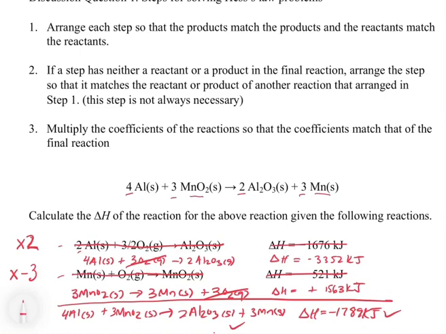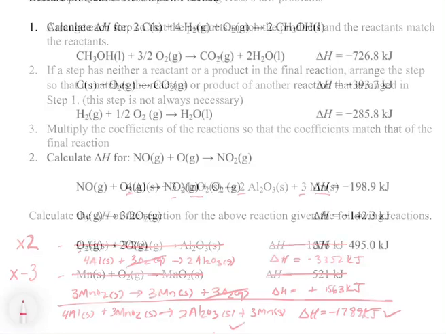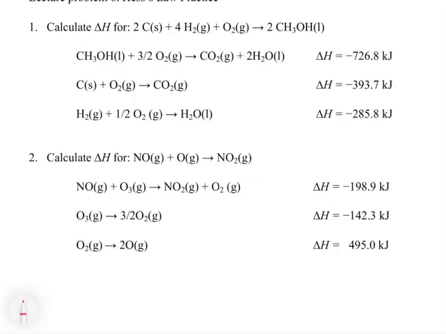Let's take a look at an example of a little bit more challenging one. So on this slide we have some practice examples of slightly more challenging ones. So let's look at these in turn. So for the first one, it says 2 carbon plus 4 H2 plus oxygen gives 2 methanols.